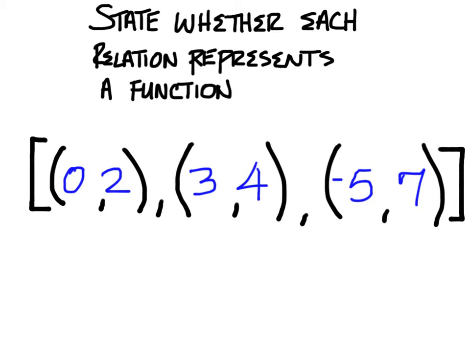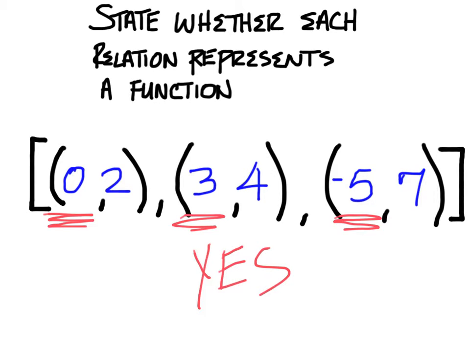State whether each relation represents a function. The way you do this is by looking at the first item in each ordered pair. That is the x value. Do I have x values that are the same in this set of ordered pairs? No. So in that case you could say yes, this could be a function.